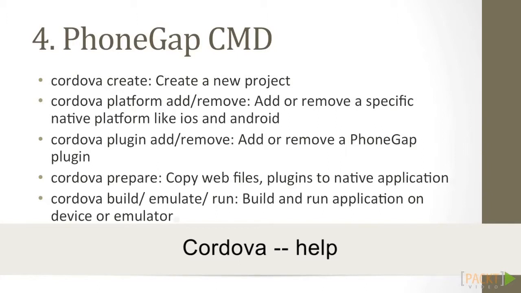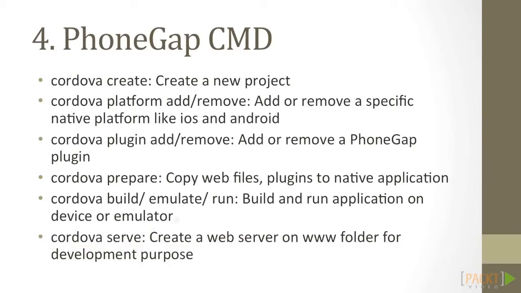The PhoneGap platform has a series of commands that help our development. In the terminal, type cordova --help, and you will see a list of commands. Here are some useful commands. The cordova create command, which we've used before, creates the basic structure of a project. The cordova platform add and remove commands are used for adding or removing mobile platforms. The cordova plugin add and remove commands are used to add or remove a PhoneGap plugin. The cordova prepare command copies web files and plugins to native applications. The cordova build, emulate, and run commands build and run applications on a device or simulator.